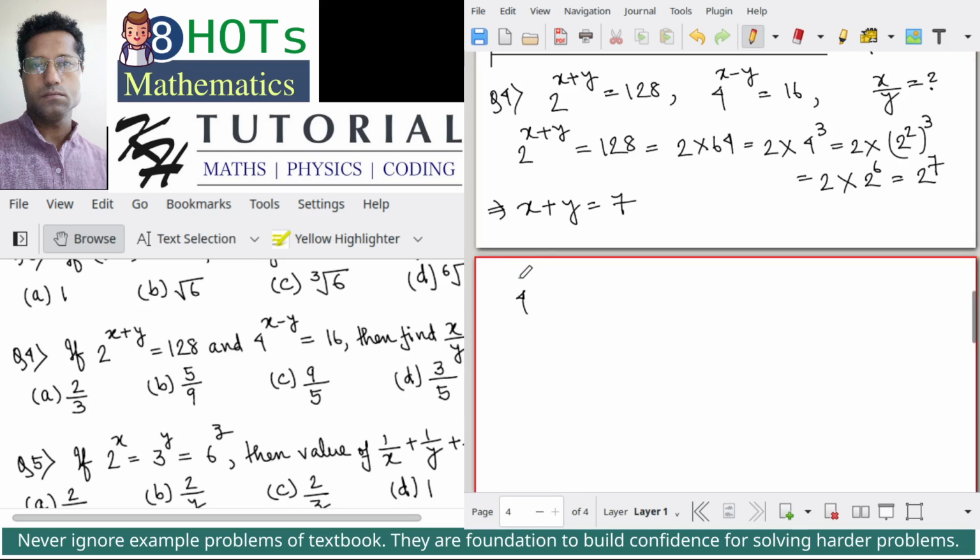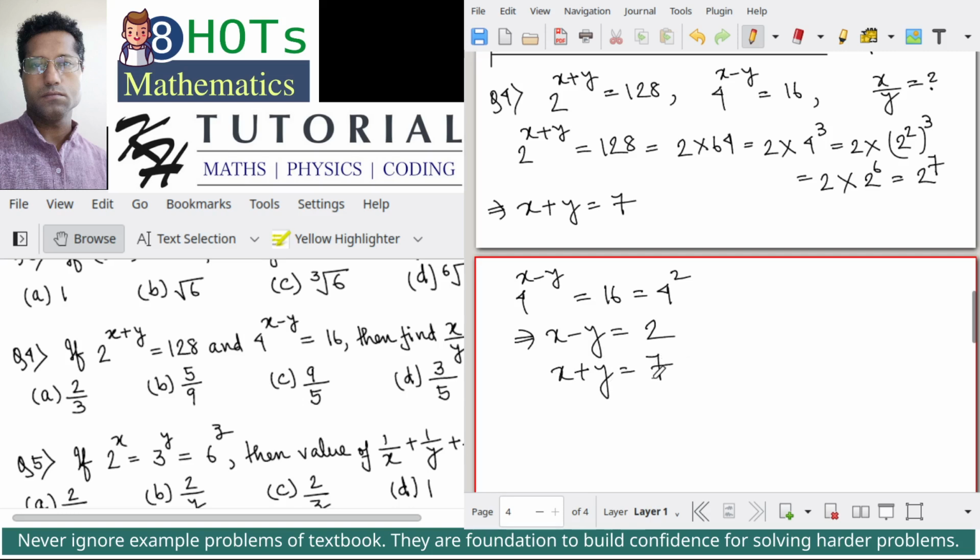Let's see, 4 raised to the power x minus y is equal to 16. Now what is 16? 16 is 4 squared. Since both bases are the same on both sides, that is base 4, I can equate the powers and say x minus y is equal to 2. So I have x minus y is equal to 2 and x plus y is equal to 7. Now I can easily solve for the values of x and y.